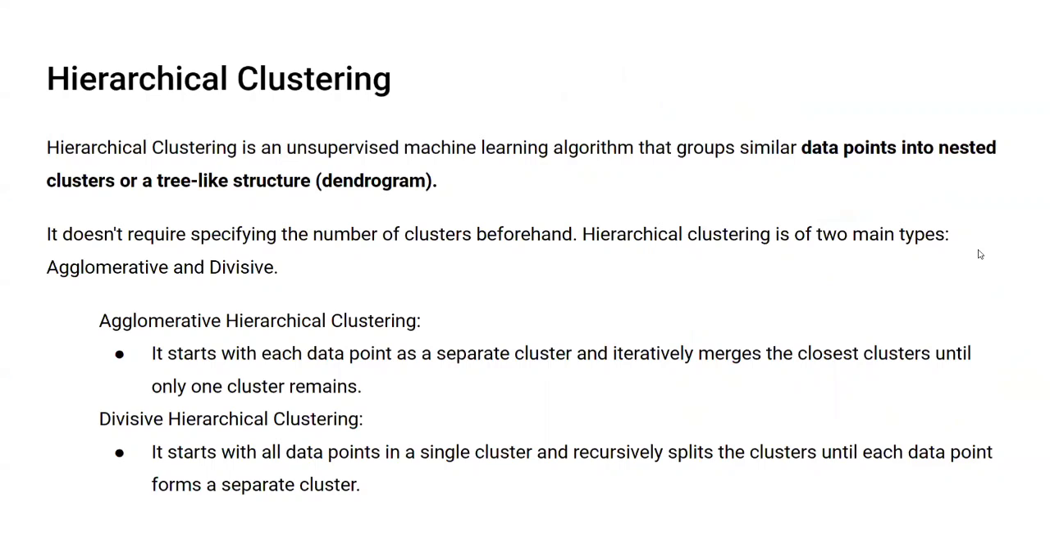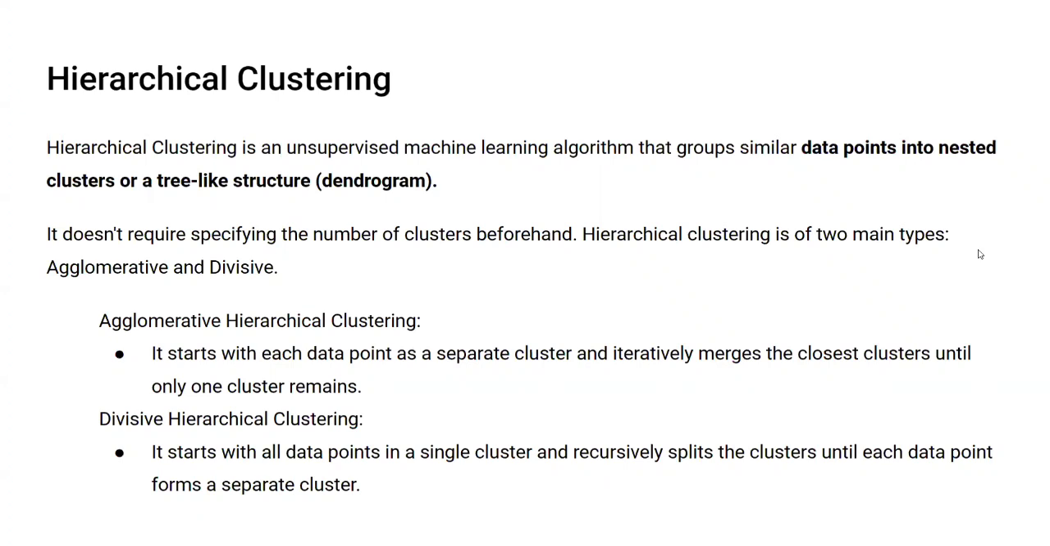Hierarchical clustering. Hierarchical clustering is an unsupervised machine learning algorithm that groups similar data points into nested clusters or a tree-like structure. It doesn't require specifying the number of clusters beforehand. Hierarchical clustering is of two main types, agglomerative and divisive.